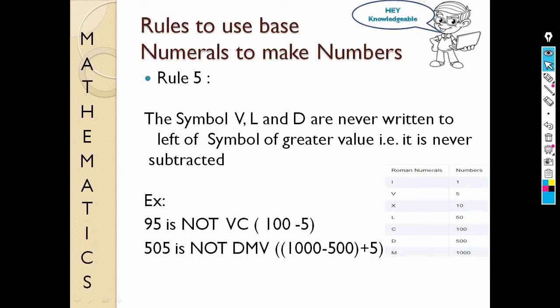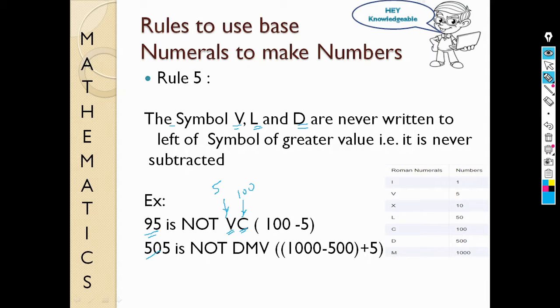So let's see what rule number 5 says. Rule number 5 says the symbols V, L and D are never written to the left of a symbol of greater value. It is never subtracted. So if you see 95, it can't be written like VC, where C is the larger value that represents 100 and V is the smaller value that represents 5. So it can't be written like that.